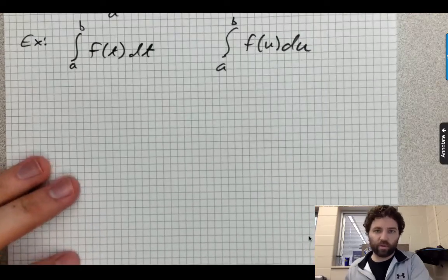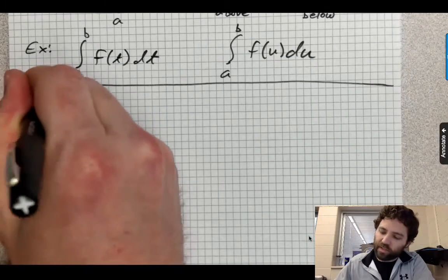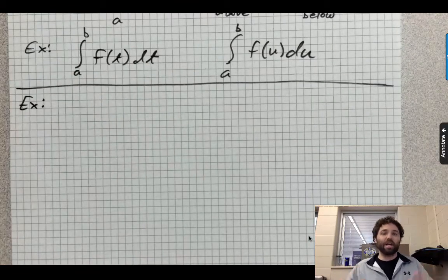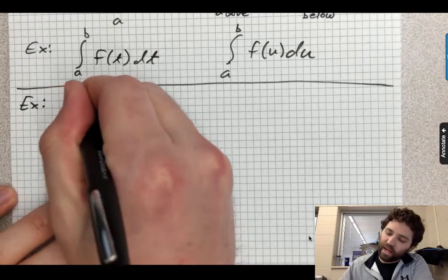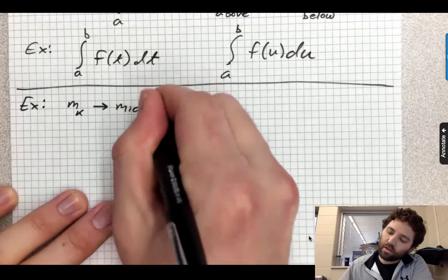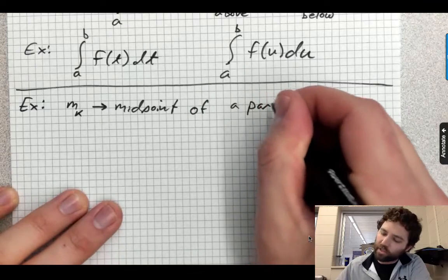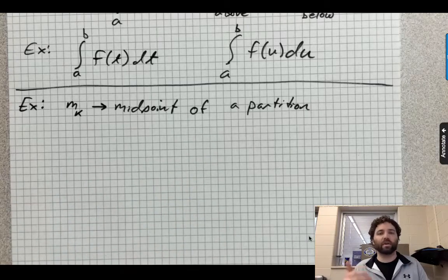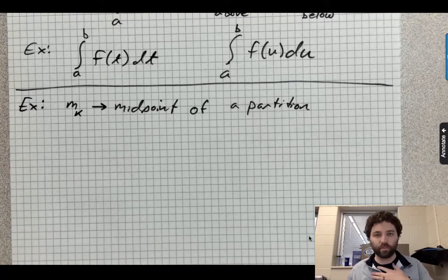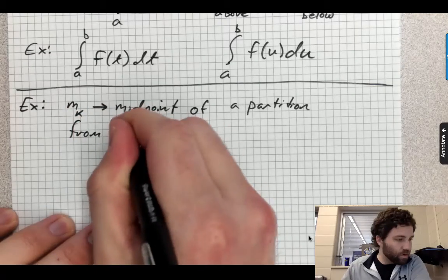Let's do our first example where we're going to be applying this definition. These types of problems that I'm about to show you simply ask you to take an infinite sum and turn it into an integral. So in the example here, m sub k represents the midpoint of a partition. M sub k is what I used in the proof in the previous video. So that's just the midpoint of the subinterval, okay? And then we're looking from -1 to 3.